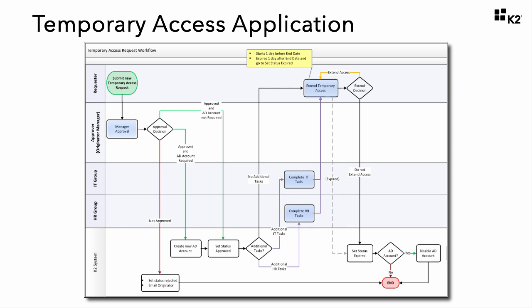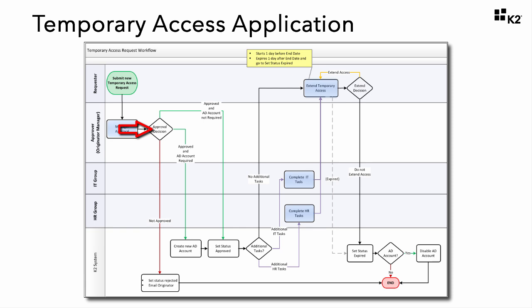and reading purposes. In looking more in depth at the design of our workflow, a user submits a new temporary access request, which is routed to their manager for approval. The access request includes information like the temporary user's name and company, the start date and end date of the request, whether an Active Directory account should be created for the user, and whether there are additional IT and HR tasks for the request. If the request is rejected, the system will set the access request status to rejected and then email the originator. If the request is approved, the system will determine whether a new Active Directory user account was requested for the temporary user.